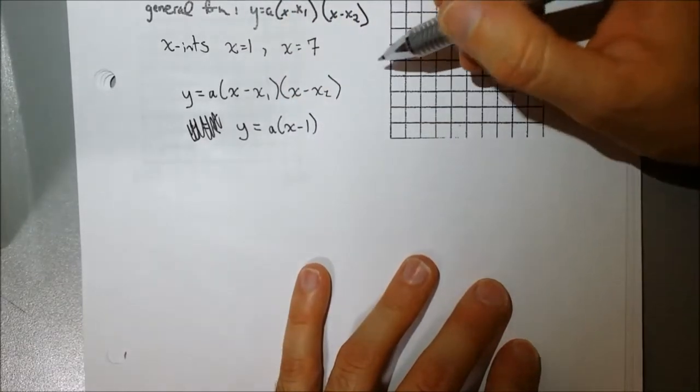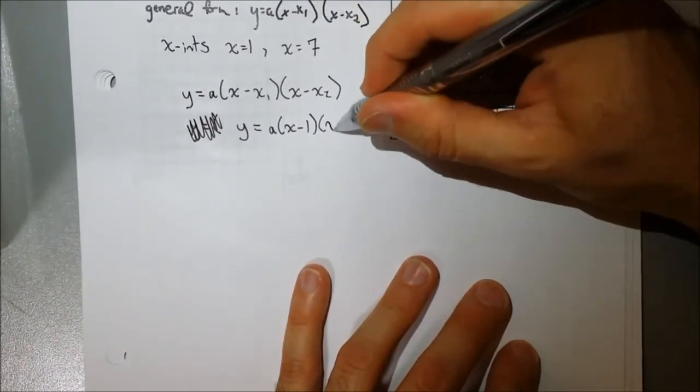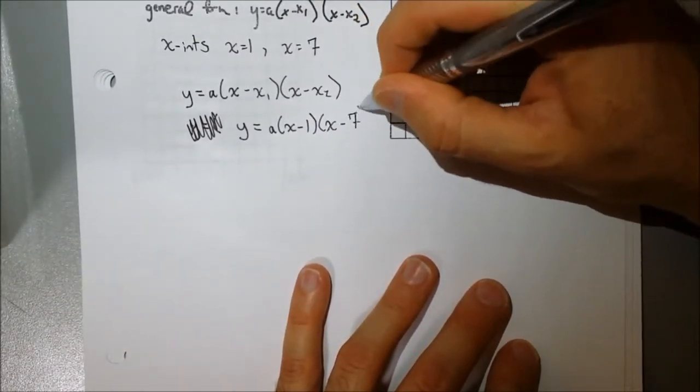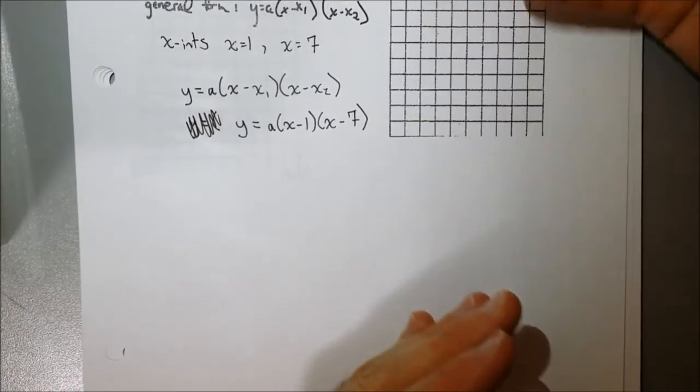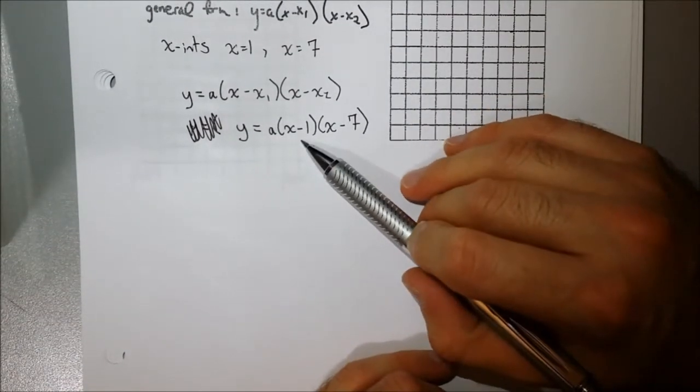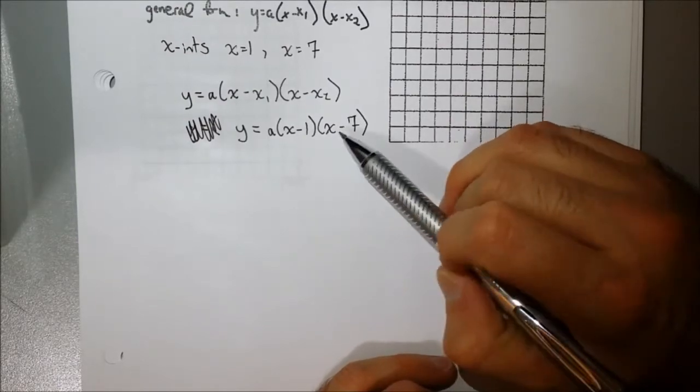There we go. So I'm just plugging in the 1 in the first set of brackets. The signs will take care of themselves with this equation. So if you were to work backwards, use the zero product property and solve for your x-intercept here, you would get x equals 1, x equals 7.